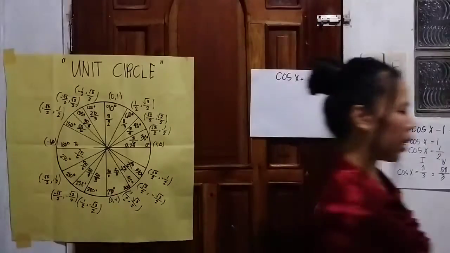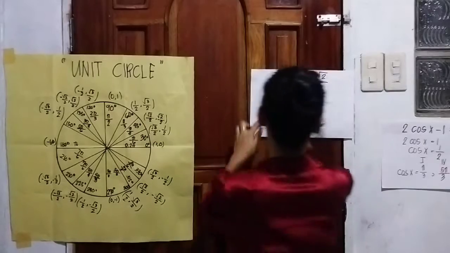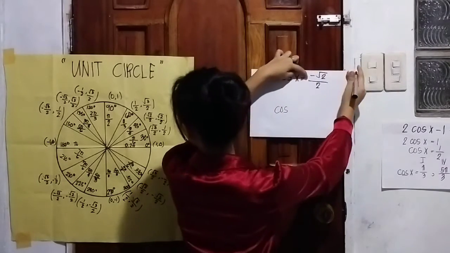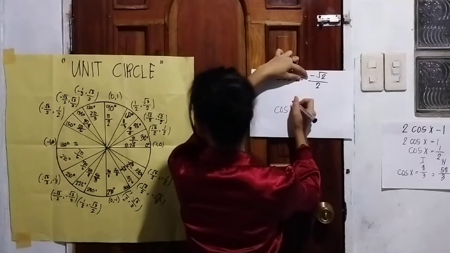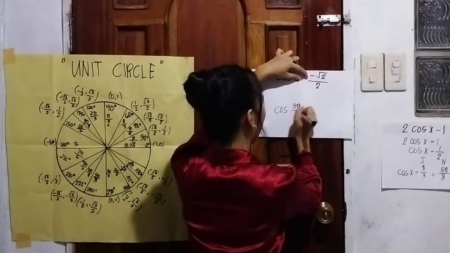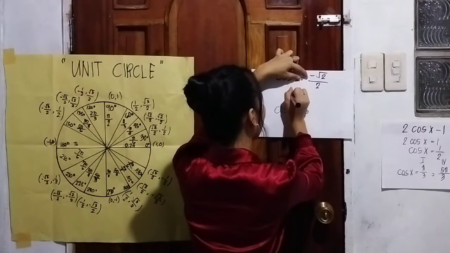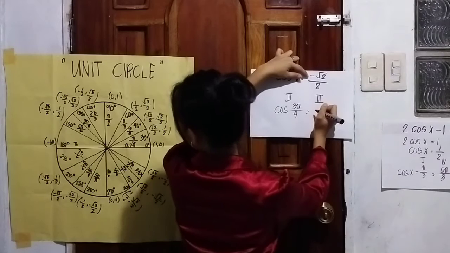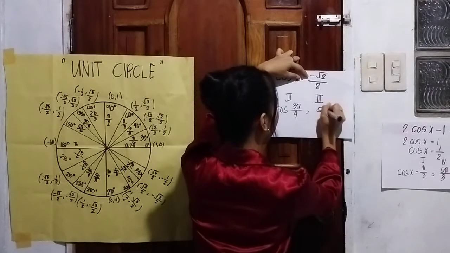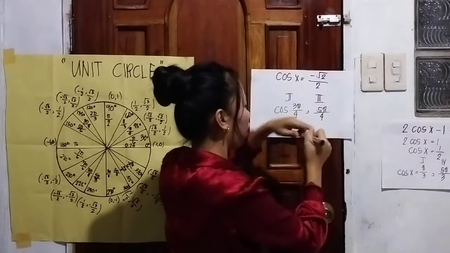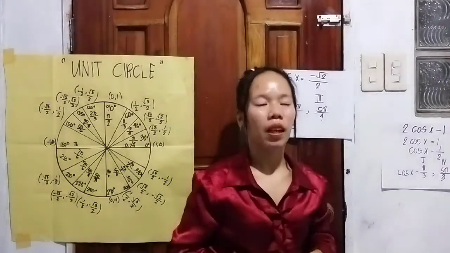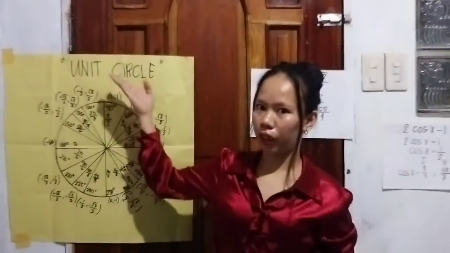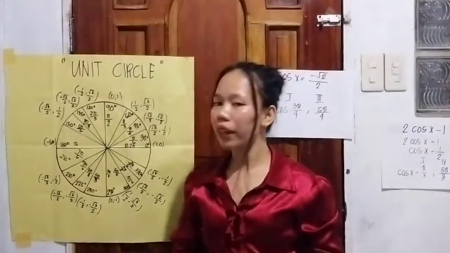So the answer must be cos x is equal to 3/4 pi, and in quadrant 3, we have 5/4 pi. So always remember that in this equation, just simply look at the unit circle.